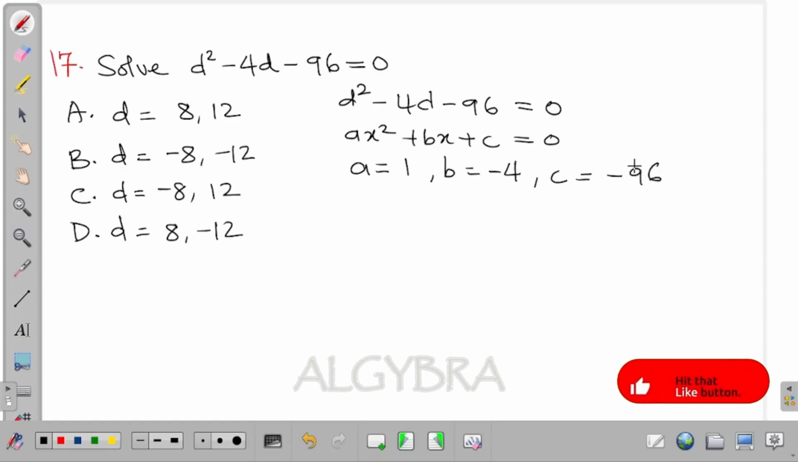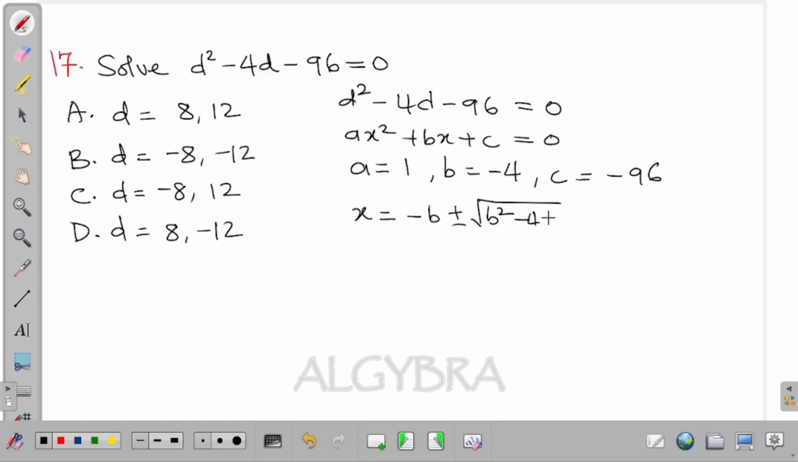So we have the quadratic formula which we use to solve this kind of question, which is that x is equal to minus b plus or minus the square root of b squared minus 4ac, all divided by 2a. In this case we're solving for d, so we're going to replace this x with d, right? So d is the variable we have in this equation.